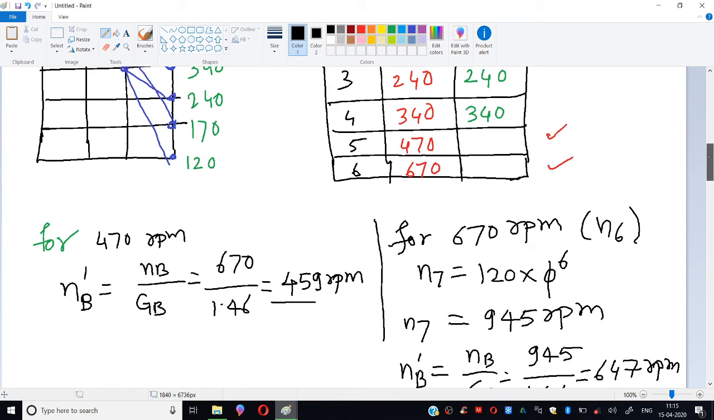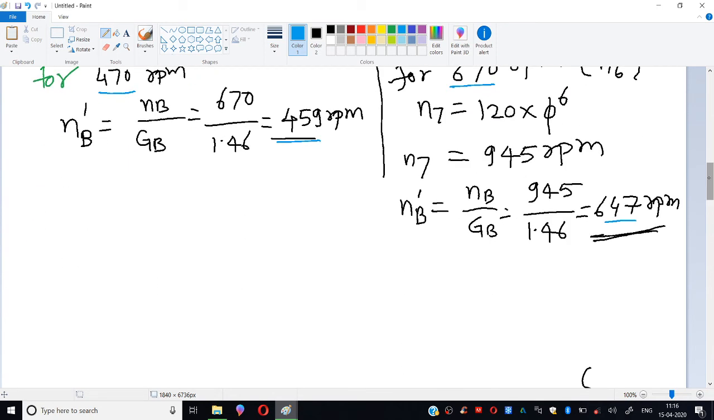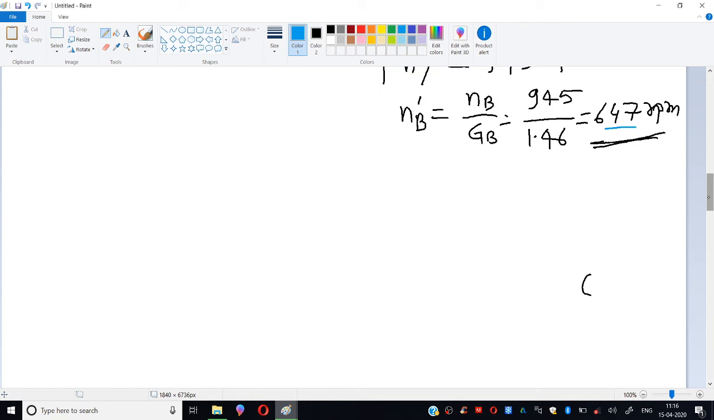Now finally we got two answers. For 470 rpm we got 459, and if we check it, we are getting a deviation, that is a lesser speed. For 670 rpm we got 647. So these are the two deviations that we got. After getting the deviations, we will write down their values directly, and then we will draw them in a deviation chart.